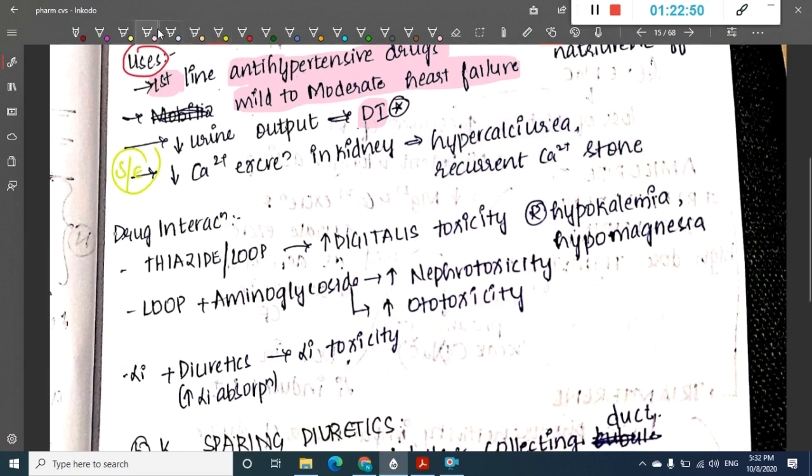This is one of the side effects. These thiazide diuretics will decrease calcium excretion from the kidney, and thus they will result in hypercalcemia in our body. That is a side effect. I'm really sorry, I got confused. Just a minute.